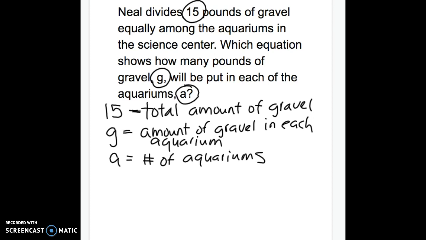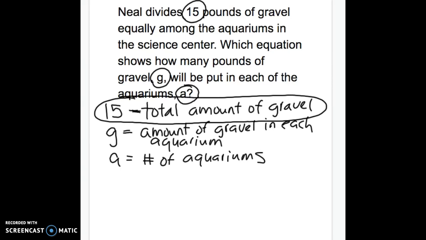After the students have written down what each number or variable means, I want them to reread them, and then figure out which number would be the highest. So 15 stands for the total amount of gravel, and it's very important when you're figuring out if they have the word total, make sure you write that in there. G stands for the amount of gravel in each aquarium, and A stands for the number of aquariums. Sometimes the highest number can be a variable, but in this case, 15 is going to be my highest because it is the total amount of gravel that they have to divide into the different groups.